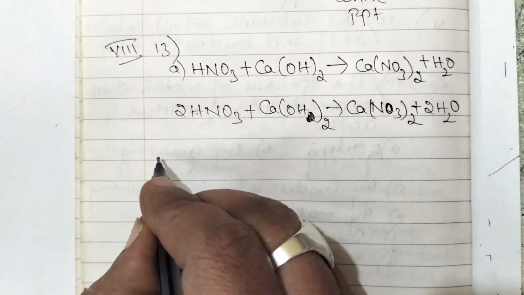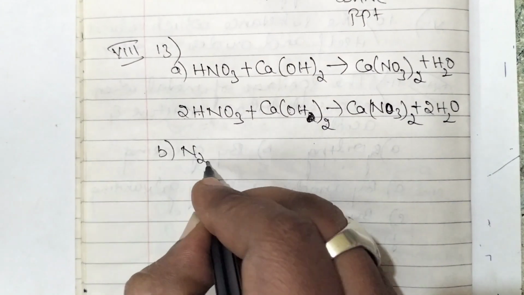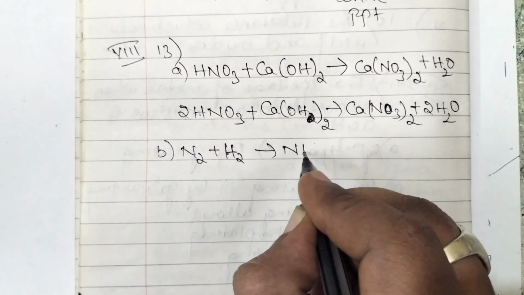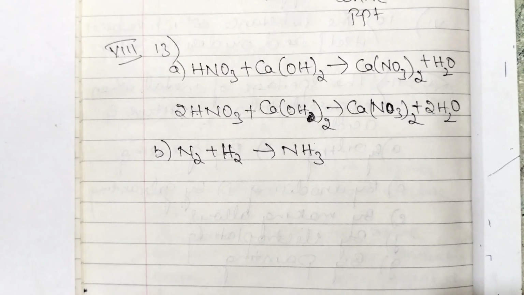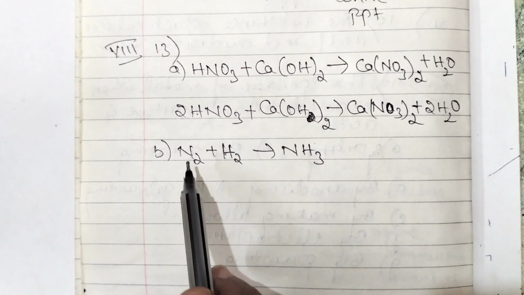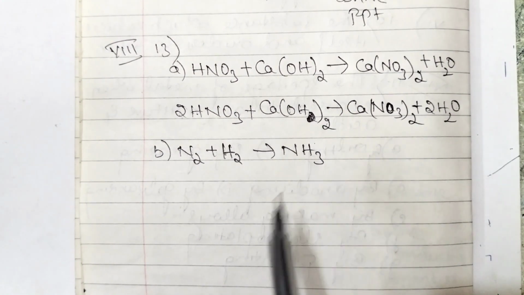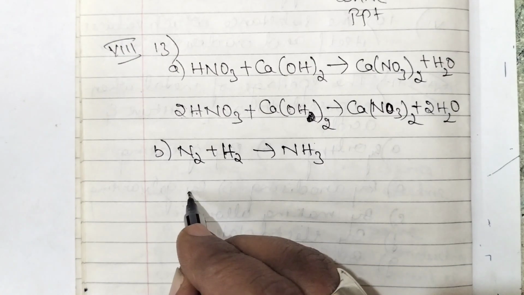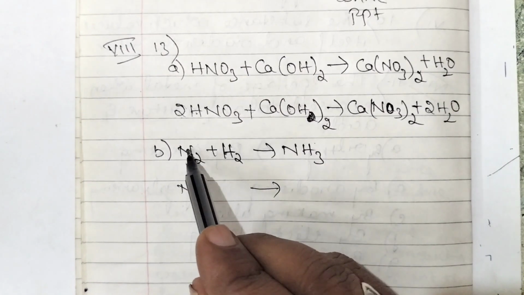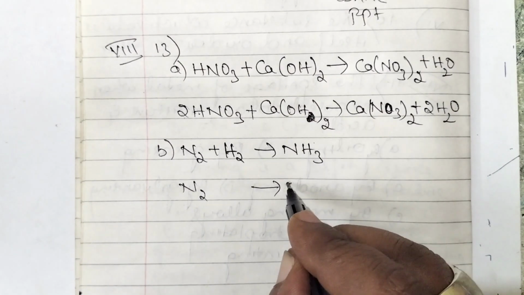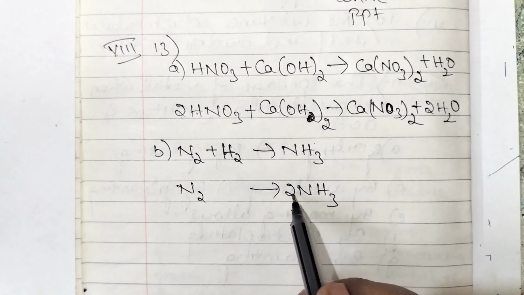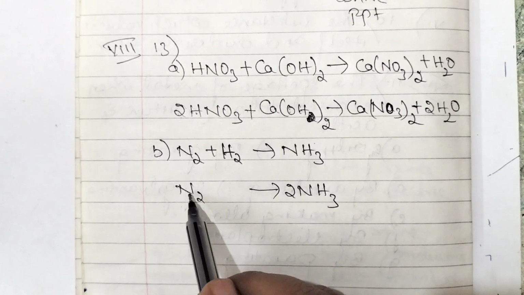So now let us move to the second balancing equation, that is N2 plus H2 gives rise to NH3. Here nitrogen 2 is there, but here only one nitrogen is there. Here 2 hydrogen is there, but here 3 hydrogen is there. So to balance this equation, here two nitrogens are there, here only one nitrogen. Let us write 2 here, so 2NH3. When I write 2 here, nitrogen becomes 2 on the right hand, and the left hand is also 2.